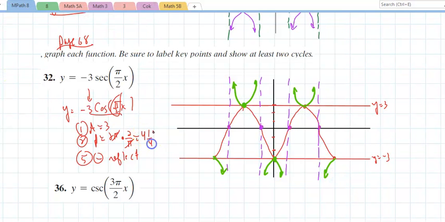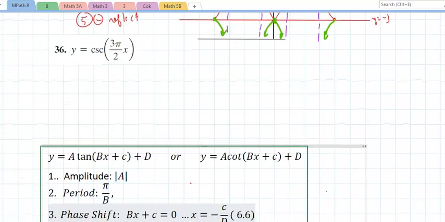If I take 1/4 of the period, isn't that 1? That is 1, 2, 3, and 4. Negative 1, negative 2, negative 3, and negative 4. And there it is, one full graph with 2 cycles. And if I look at number 36, the same deal.